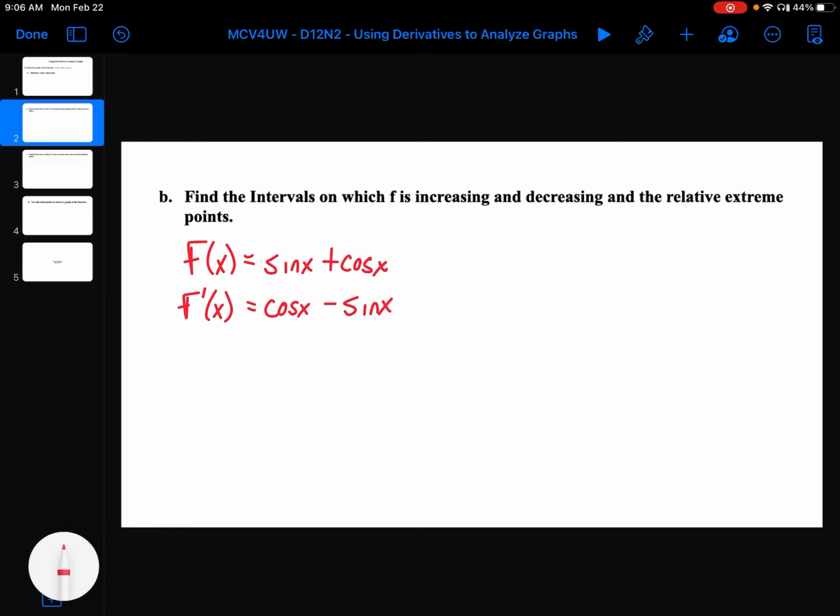So the first thing that I'm going to want to do is set this equal to 0 so that I can find out where all my relative extrema are. So I'm going to use 0.